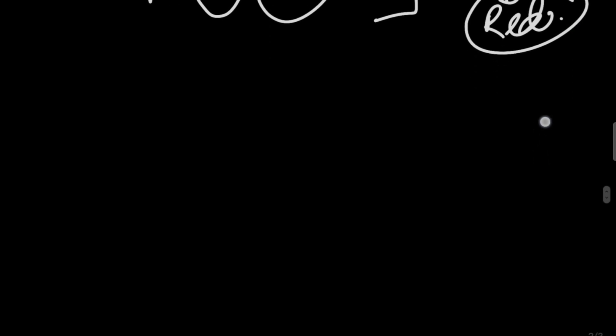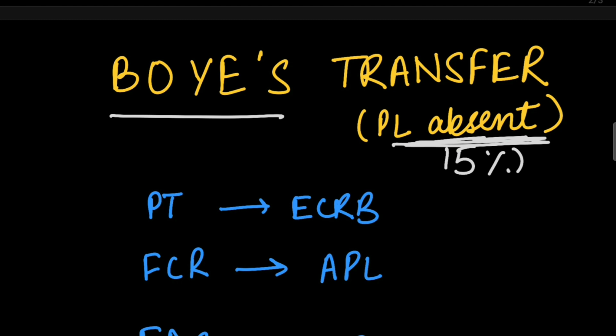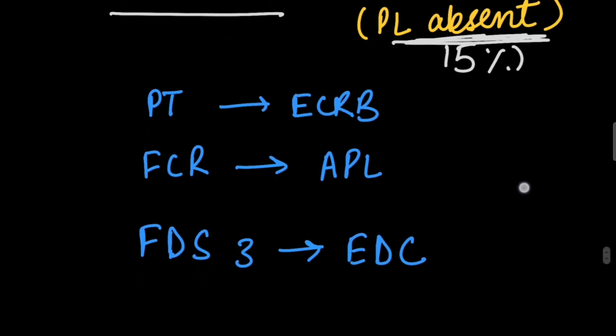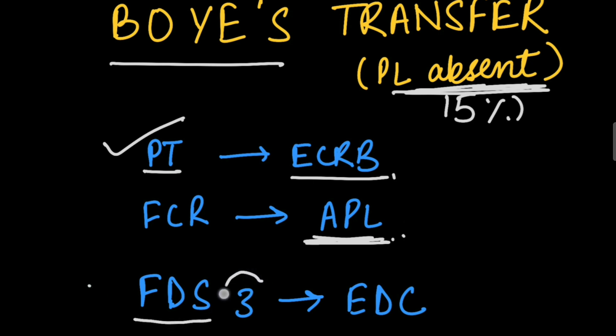Second type of transfer that we should always know in this radial nerve palsy is the Boyce transfer. Why? Because in about 15% of the patients, the PL is absent, palmaris longus is absent. Now what is different in this case? In this case, your one transfer remains the same, which is the TB, which is the pronator teres for ECRB, but this FCR changes. Here FCR is going for abduction of the thumb, going for APL, and for EDC we are using the flexor digitorum superficialis third slip.